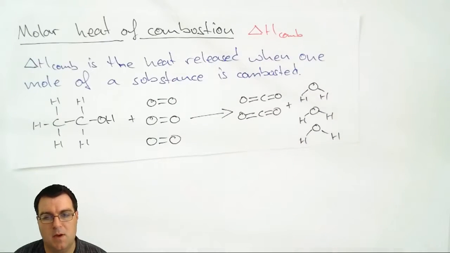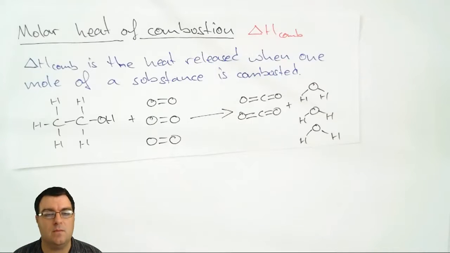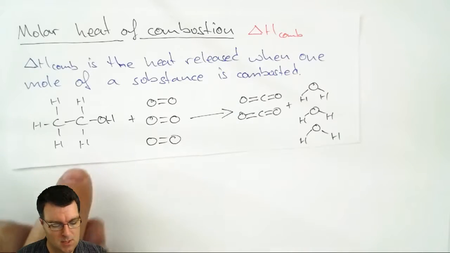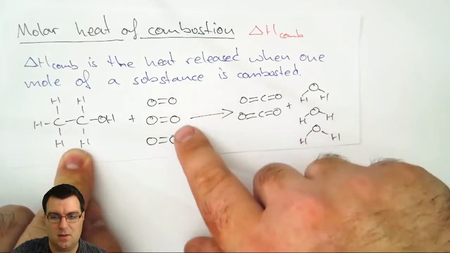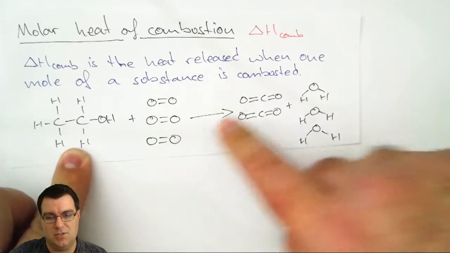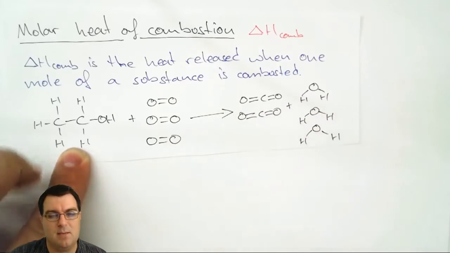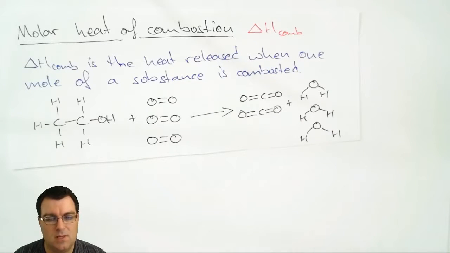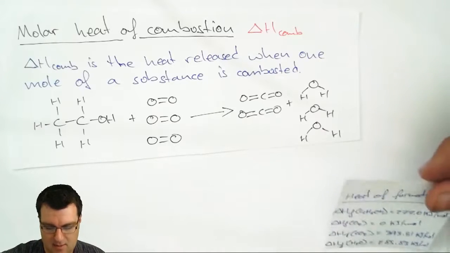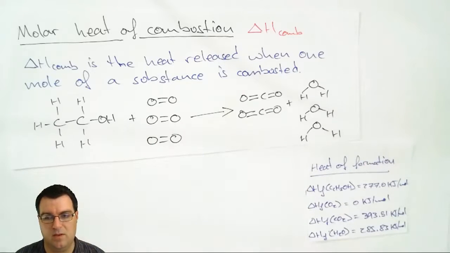Now, the molar heat of combustion is the amount of energy that's released, or the heat that's released when 1 mole of a substance, if we take a look at ethanol here, for every 1 mole of ethanol that reacts with 3 moles of oxygen to form 2 moles of carbon dioxide and 3 moles of water, is the amount of actual energy that's released under this circumstance. Now, if we were to look at this from a theoretical perspective, what we can actually do is look at the heats of formation of each of these chemical species.